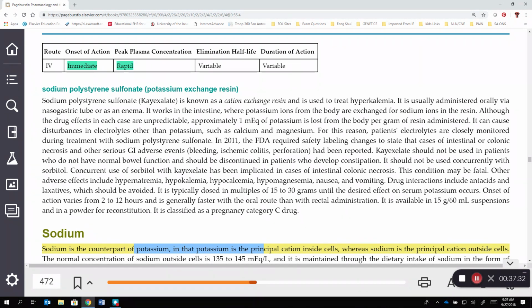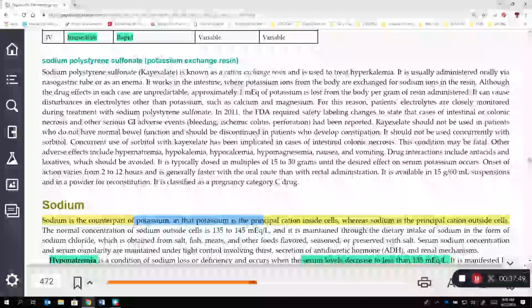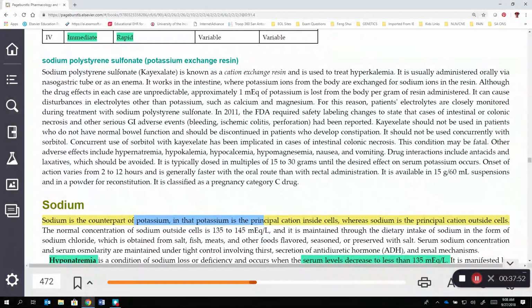So for IV, onset of action, immediate. Peak plasma concentration is rapid. Now, elimination and duration are going to be variable based on patient situation. I touched on K-exalate just a minute ago, and now we'll expand on it. The name is sodium polystyrene sulfonate. It's a potassium exchange resin. I find it much easier to say K-exalate. But it's a cation exchange resin, and we use it to treat hyperkalemia.